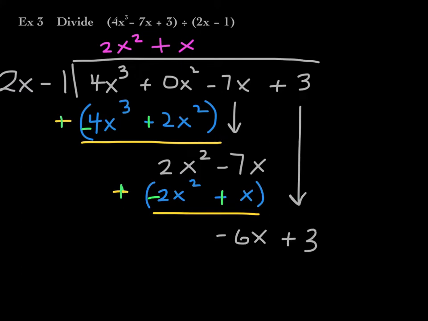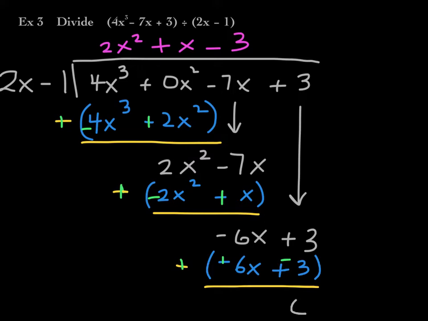And then one more time, you guys. 2x times something gives me negative 6x. 2x times negative 3 gives me negative 6x. So that's what I'll write down here. And negative 1 times negative 3 gives me positive 3. I will subtract, distribute, and notice that your remainder is 0.